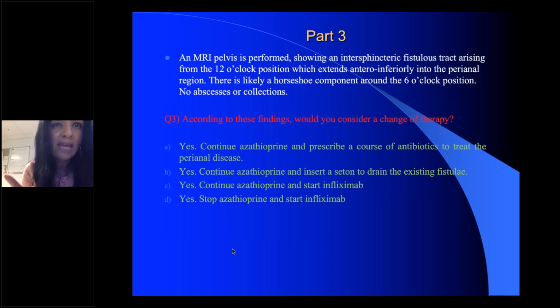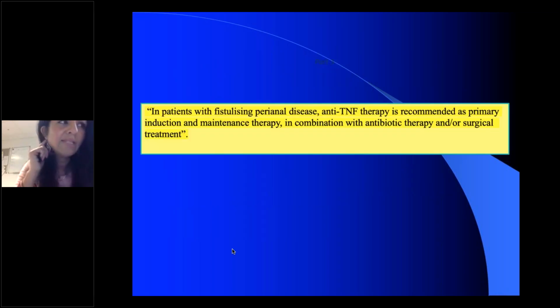So is that okay? Any questions with that? And I'm going to go with my statement, which is: in patients with fistulizing perianal disease, anti-TNF therapy is recommended as primary induction and maintenance, in combination with antibiotic therapy and surgical therapy if there's an abscess, if there is something that needs draining. And this is where the MRI pelvis is really helpful. Okay, let's move on.